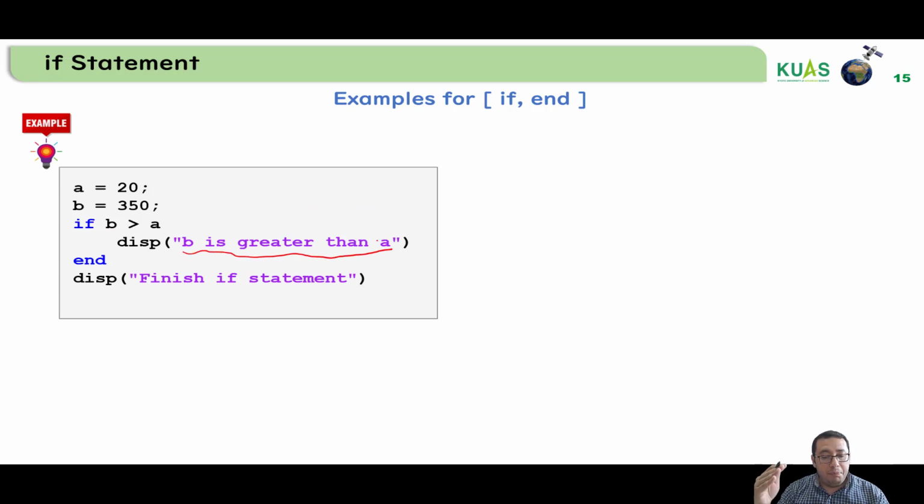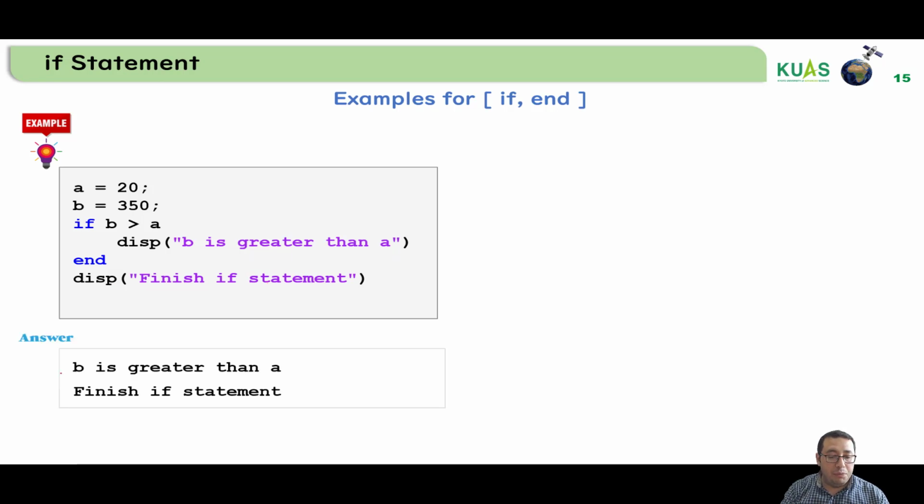So they will print B is greater than A and then go to end. And after finishing, there is another print or display function, say print finish the if statement. So the output from this will be first this sentence, which is B is greater than A, and then finish if statement, which means that display this part.